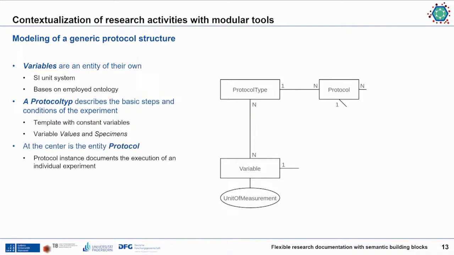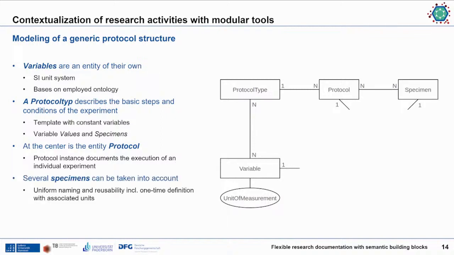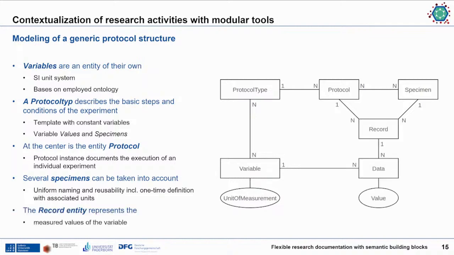A very important entity is the protocol entity. This instance documents the execution of an individual experiment. Also, we are working in our research with specimens, and we should take into account several specimens. We should use uniform naming and reusability, including one-time definition with associated units. And a really important part of our model is the record. The record entity represents the measured values of the variable. This is the basic model, and we implement it in Semantic MediaWiki.